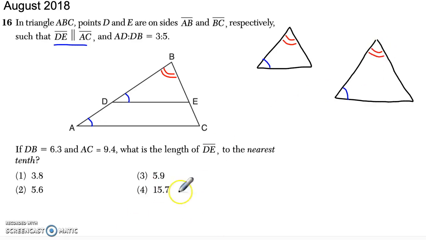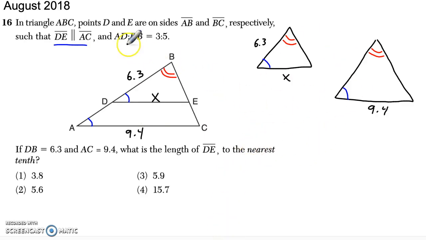What information do I have? Well, DB is 6.3. Okay, so this one here, 6.3. AC is 9.4. Bottom, 9.4. Find the length of DE. All right, so that's going to be my x. And let's put this over here. So the little triangle, I got 6.3 and I've got x. Big triangle, I've got 9.4, but that's it. So there's not enough information here yet, right?